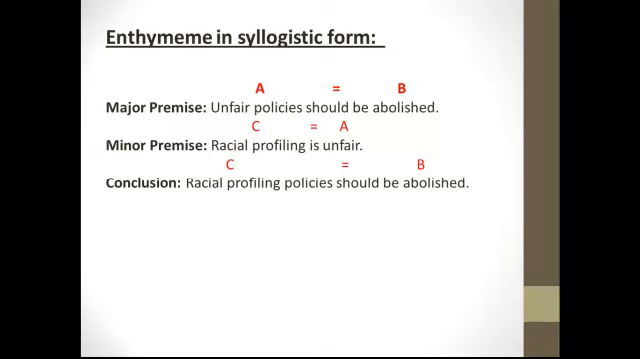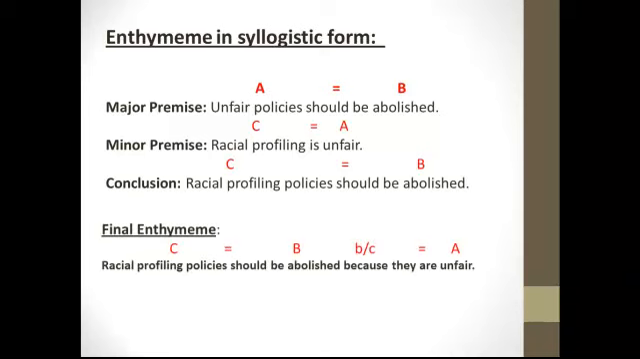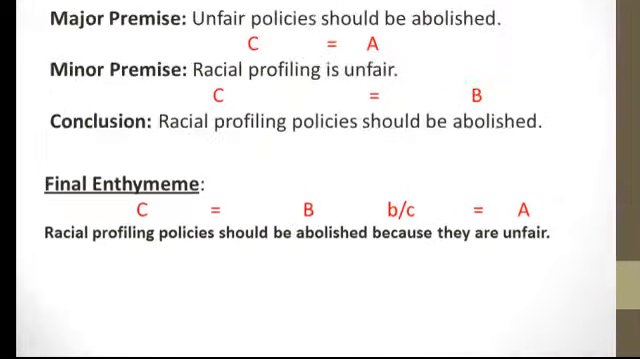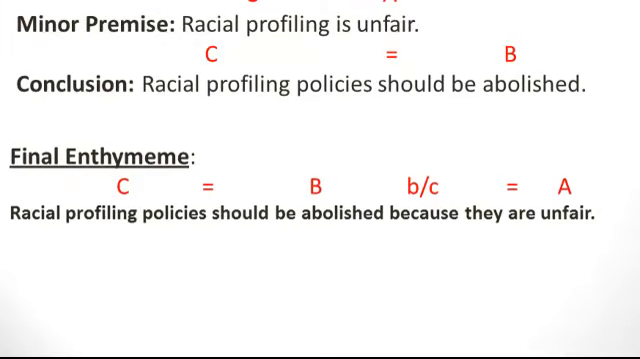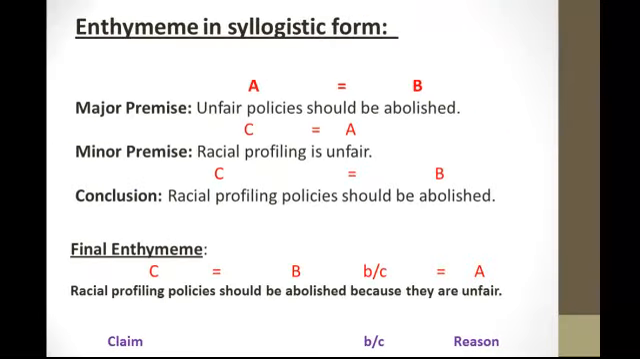This is the enthymeme in syllogistic form, and we gave you this example in the materials this week. What we didn't give you was what most people would consider to be an enthymeme, which is just a statement. It's just a sentence. Racial profiling policies should be abolished because they are unfair. Most of the time, very simple enthymemes follow this pattern of a claim, if we're using Toulmin terminology, connected to a reason or the statements in support of our claim. And what's unstated? The warrant.